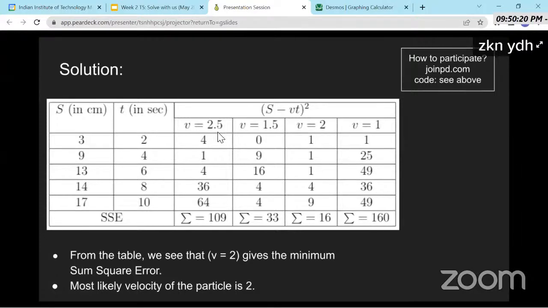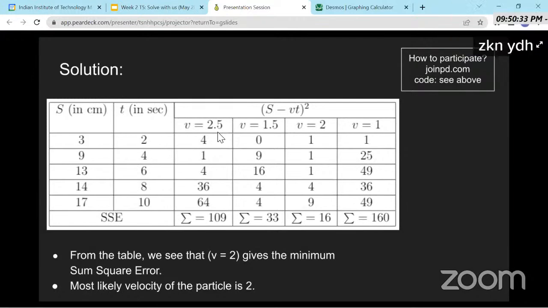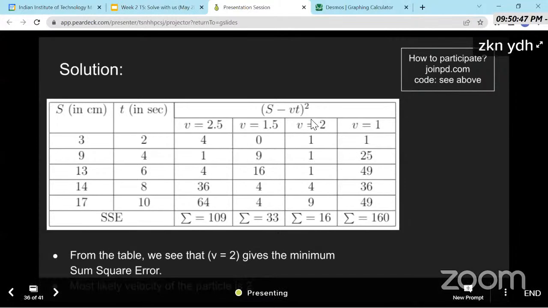2.5, 1.5, 2, and 1 were already given. You had to find out the SSC value for each of them. Using those as the V value, you had to choose which is the SSC value for them. Once you get the SSC, then you choose whichever was giving you the lesser SSC value, that was the best fit, right? That is the actual V value. I mean, that will actually help you find out which is the V value, right? So from here, you see that SSC for this particular V value is the minimum. It's 16, right?